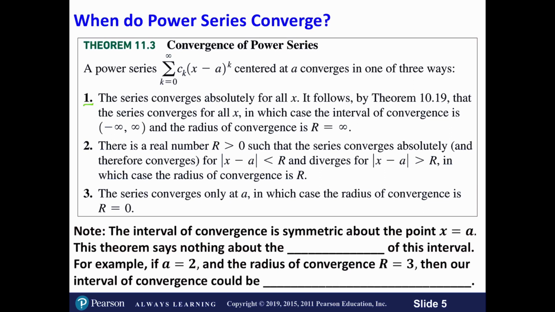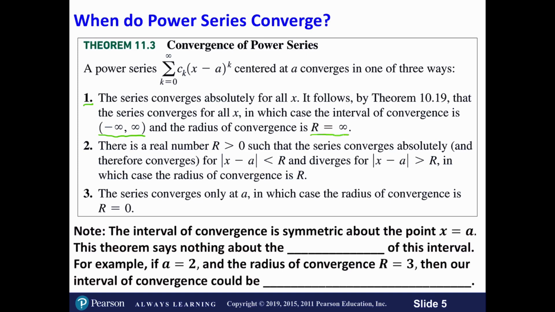Case 1. The series converges absolutely for all x. So that means that no matter what x you throw into there, it will be a finite value when you plug it into the series. So if it converges absolutely, then by theorem 10.19, it converges for all x, just regularly. In which case the interval of convergence would be negative infinity to positive infinity, and the radius of convergence would be R equals infinity.